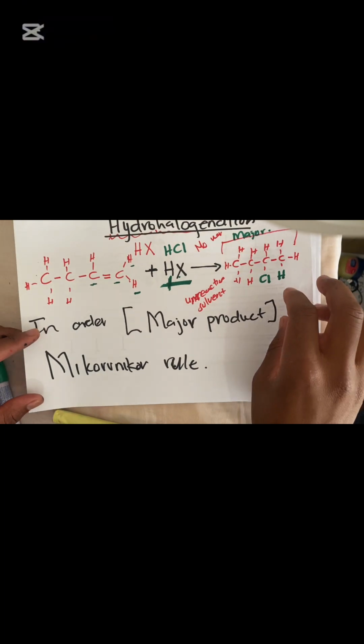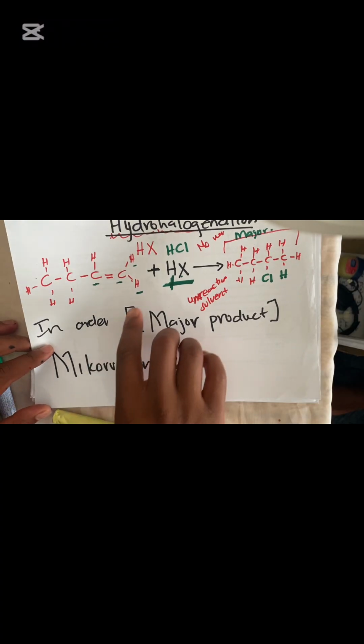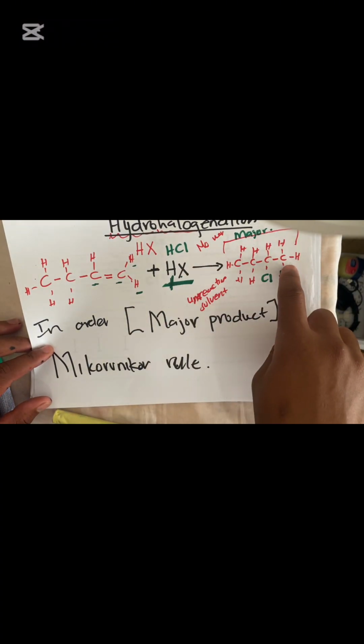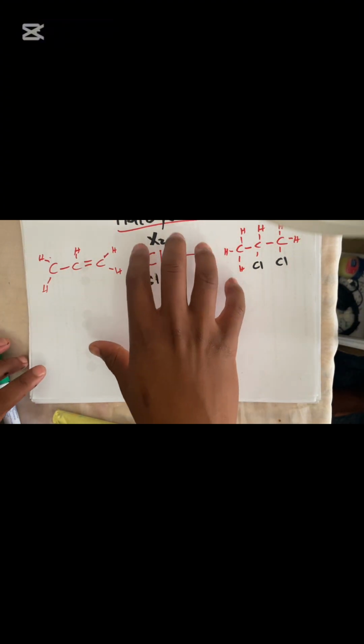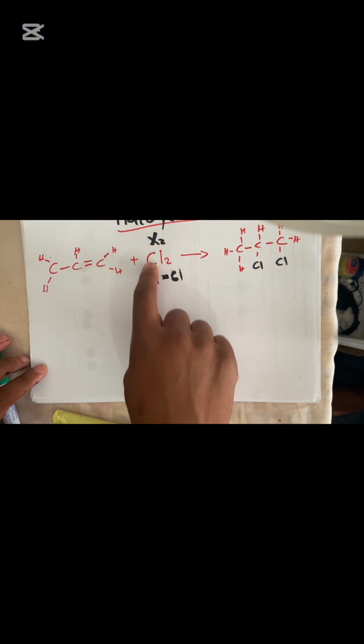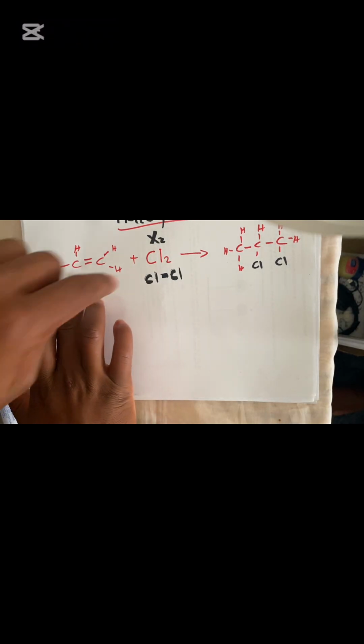Now, I don't follow Markovnikov here, because the only time you follow Markovnikov is when the hydrogen must be bonded to the carbon with the most hydrogen atoms. In this case, we don't have any hydrogen as part of the other reactant. So this one is what we call halogenation, guys.